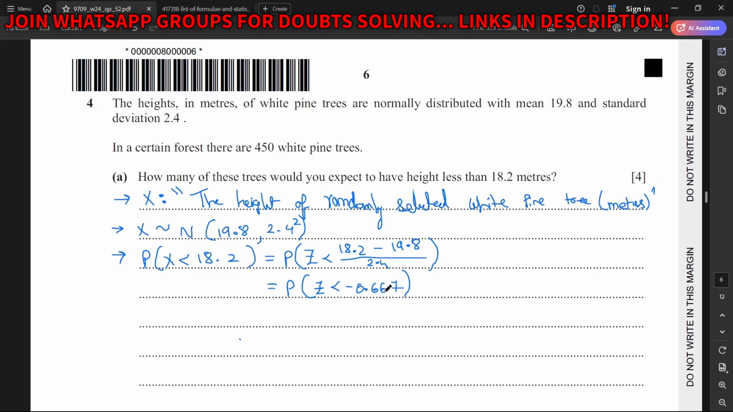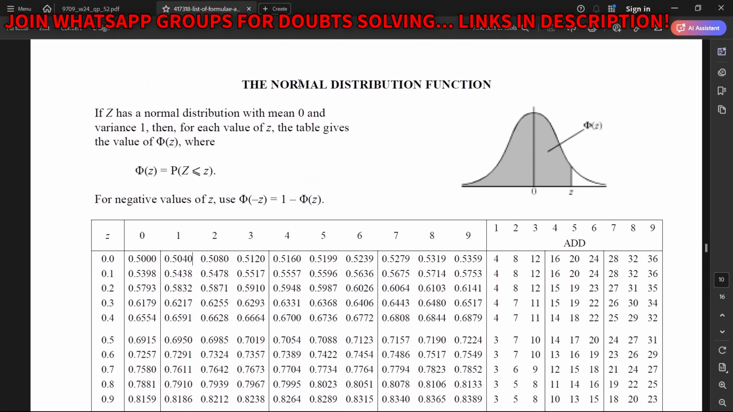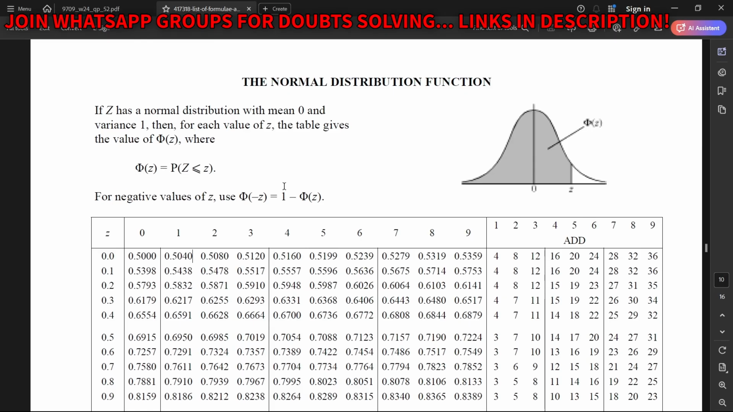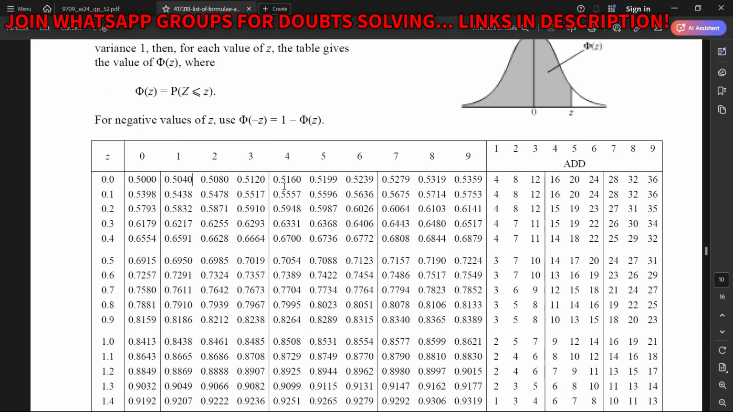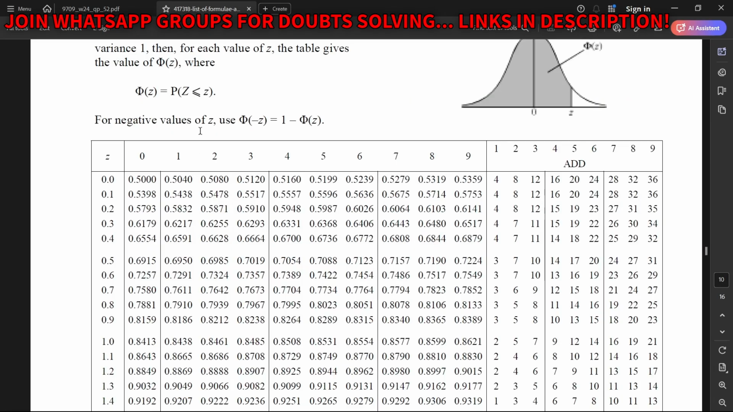But now how do you find this? We find this with the help of the z table that we are having in the MF19 formula notebook, or I should say the normal distribution function table that is given to us. If you notice in this table, we must have the probability of z less than or equal to the z value. But in our case, the value of z is negative, if you notice. And in the booklet, the value of z starts from the positive value. It's not starting from the negative value.